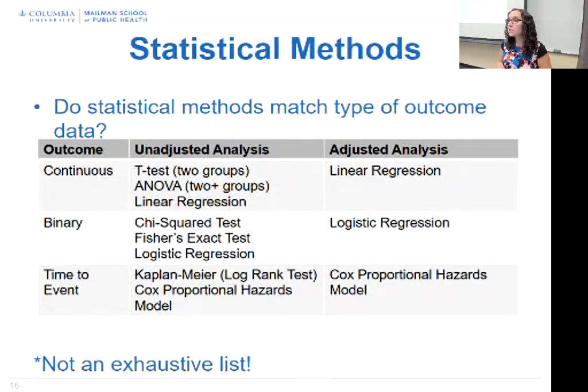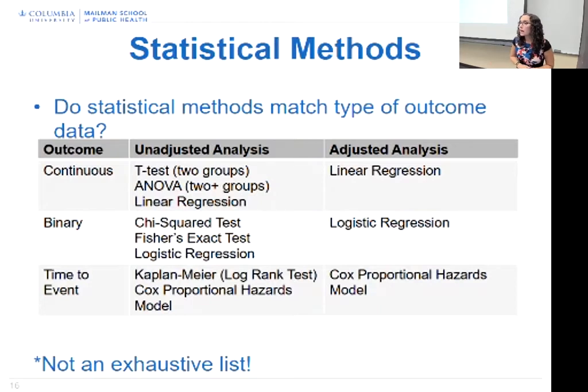So if you have a continuous outcome, something like blood pressure or weight, and you're comparing 2 groups, group A to group B, you could do something like a t-test. If you're comparing 3 groups, group A to group B to group C, you want to use something like an ANOVA. You can also use a linear regression model in this case.